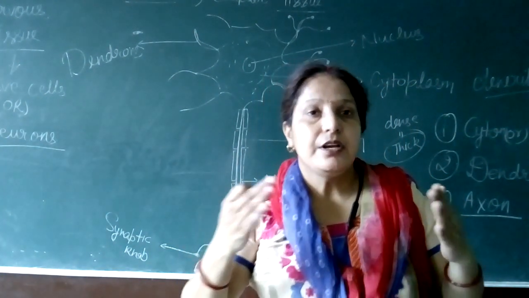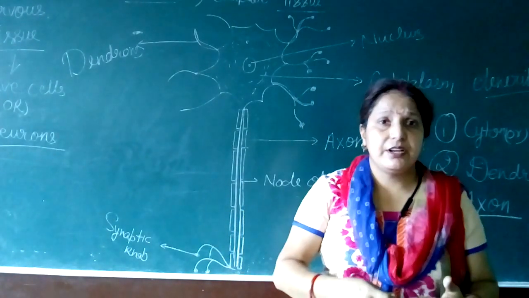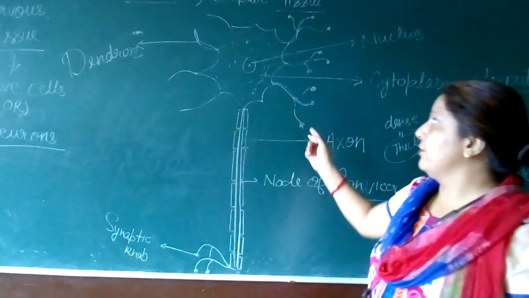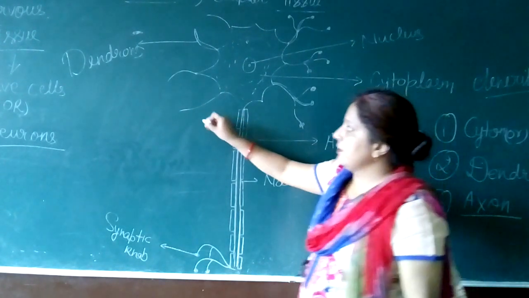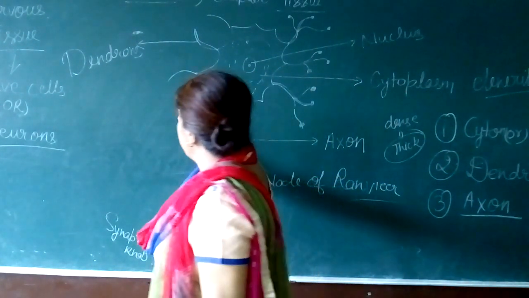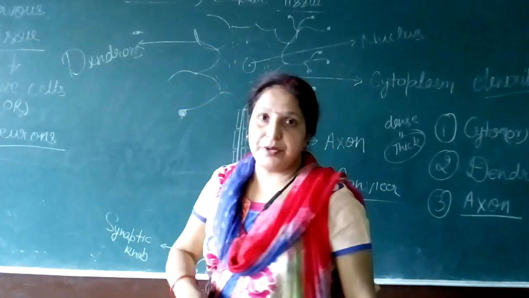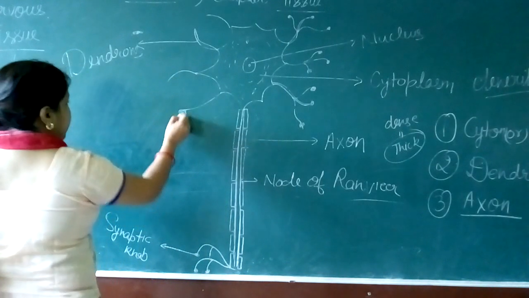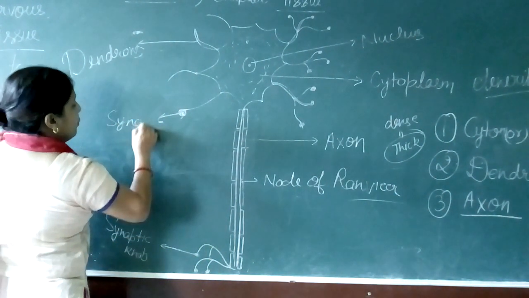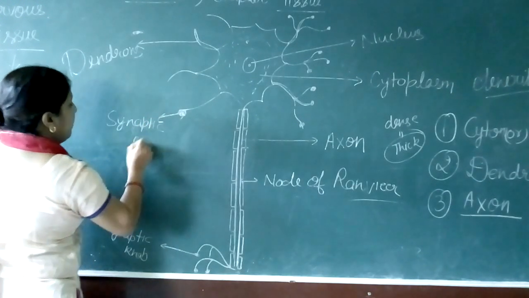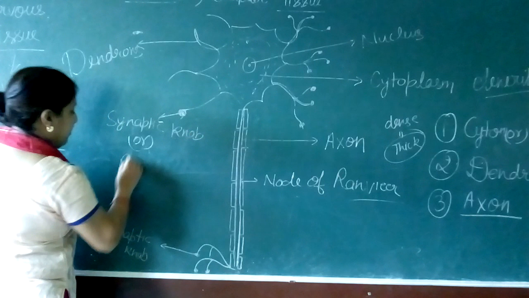Nervous tissue neurons are connected with each other. One dendrite is connected to other dendrites. In the dendrites, some small rounded structures are present which are called synaptic nodes, or we can also say synaptic knob or button.